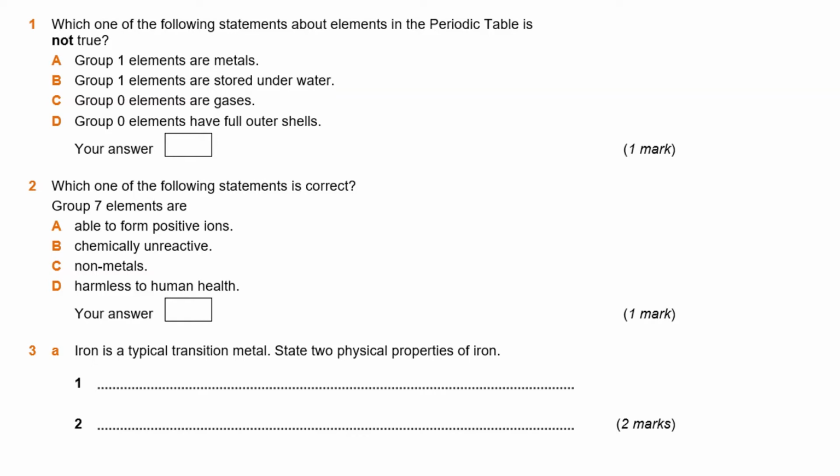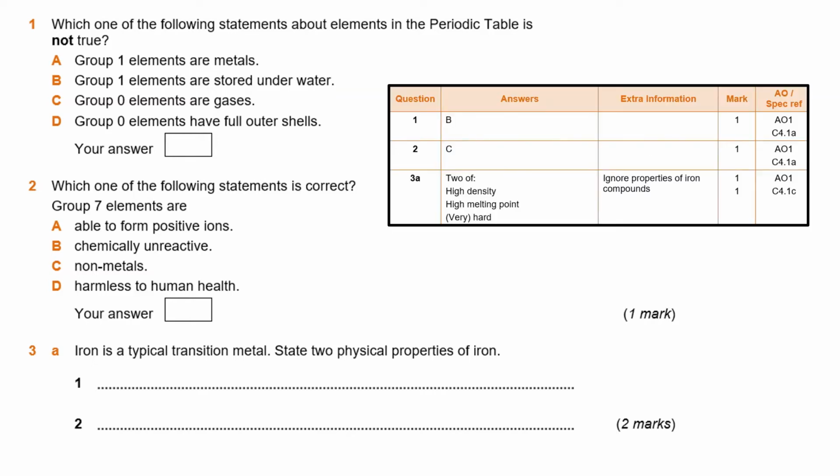Question 2. Which one of the following statements is correct? A, Group 7 elements are able to form positive ions. B, chemically unreactive. C, non-metals. D, harmless to human health. 3A, iron is a typical transition metal. State 2 physical properties of iron.